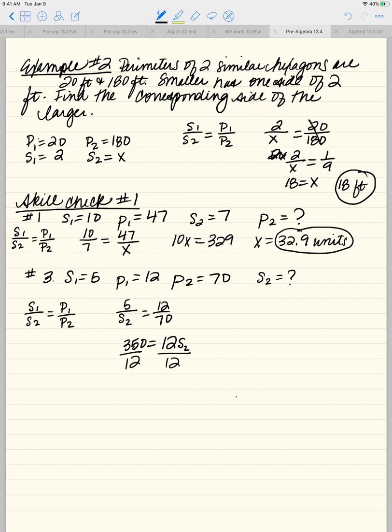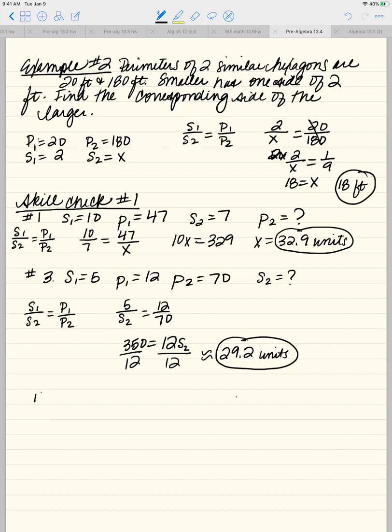Divide both sides by 12. 350 divided by 12, 29.16666. That just goes on forever. So approximately, because we're rounding to tenths, 29 and 2 tenths. We're not given units for this one, so we'll just write units, and there's our answer.